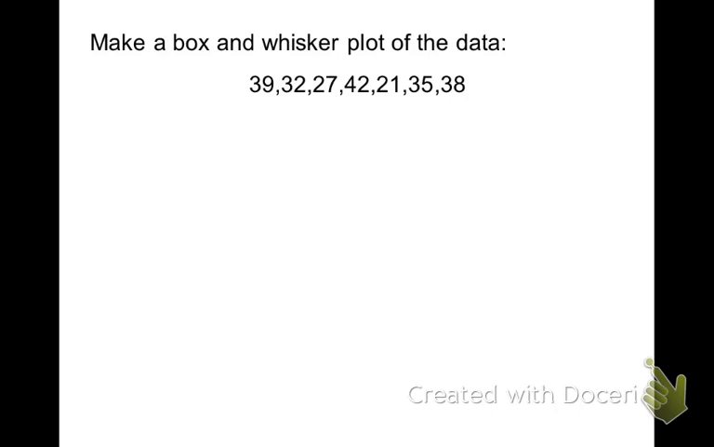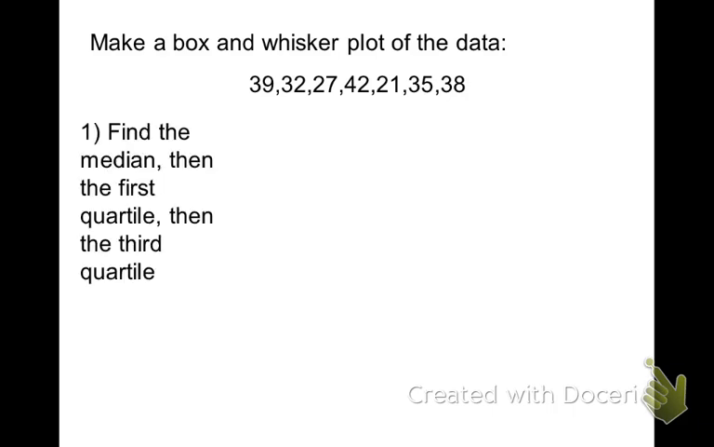So here's a set of data. 39, 32, 27, 42, 21, 35, and 28. The very first step in making a box and whisker plot is going to be to rearrange the data from lowest to highest. I like to do that first. If we're going to find the median or the middle number, we have to do this. So we take the original data and then we list it in order.